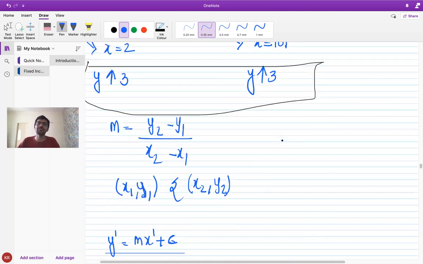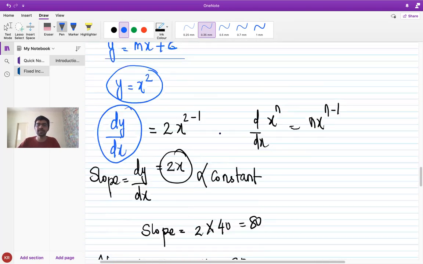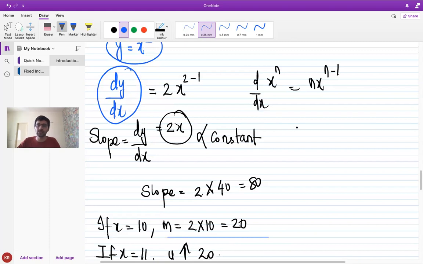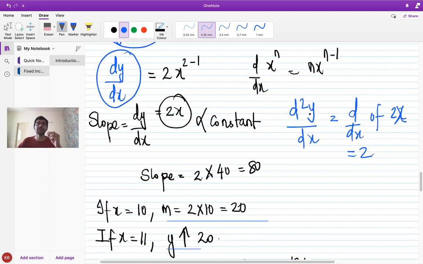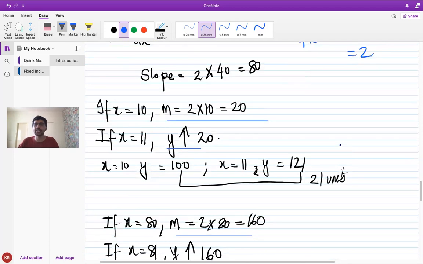Okay, the second differentiation: dy by dx is equal to 2x. d square y by dx square is nothing but again d by dx of 2x, which is equal to 2. Therefore, the second differentiation of y is actually equal to 2.